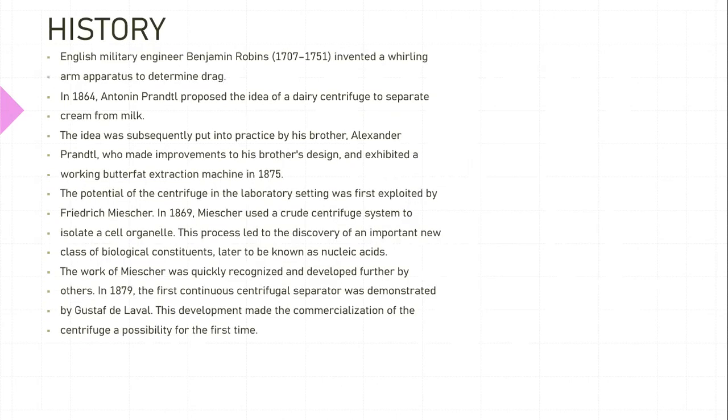A short history of how the whole process was conceived. It was not done in a day, but gradually a few things were made that gave an idea to enhance or modify it. Then finally the centrifuge was developed. The basic idea was that the English military engineer Benjamin Robins invented a whirling arm apparatus to determine drag. He first invented an apparatus.